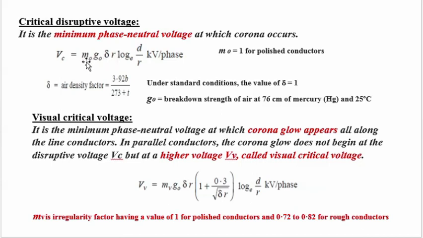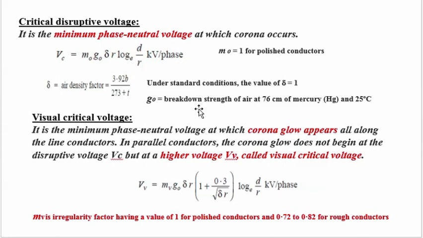The value of m0 will be 1 for a polished conductor. It means if the conductor is polished, neat and clean, then the value of m0 will be 1, and this m0 equal to 1 is the maximum value. And if the conductor is not polished, or is dirty and has some impurities, or is rough, then the value of m0 will be less than 1.